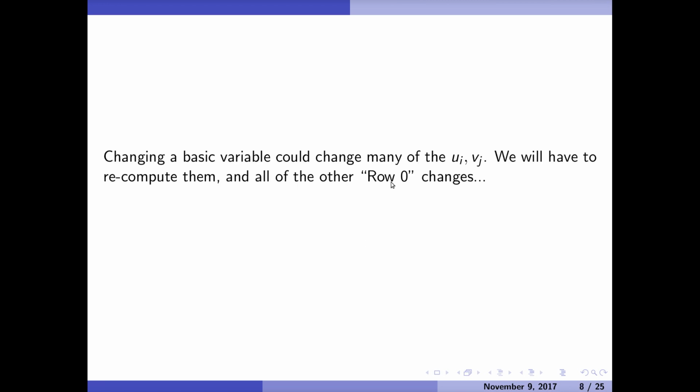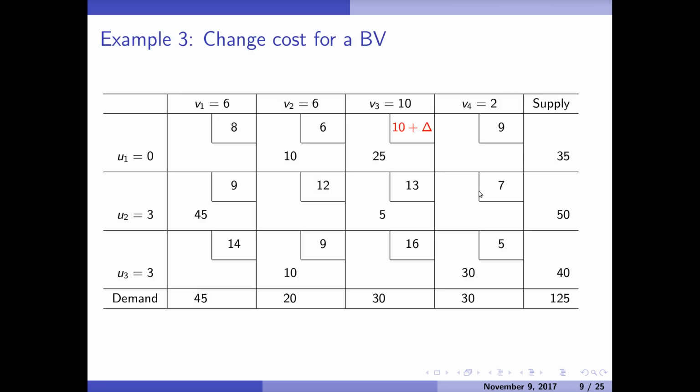Okay, so changing a basic variable now, that can change quite a bit, right? Because the basic variables are where the Ui and Vj were defined. And so we may have to recompute a bunch of them. So that could result in a lot of row 0 changes. Let's see how that works.